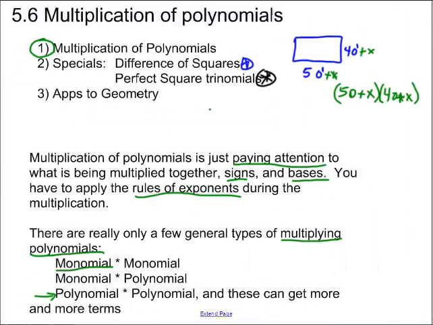When we started our videos for 5.6, multiplication of polynomials, I talked about, you know what, here's my pool. I just got a pool. It's 50 foot by 40 foot. And what if I wanted to add a deck all the way around my pool? How much space would the total of the pool and the deck take up? Well, let's talk about the application here, because that's what we're going to talk about, the applications to geometry.